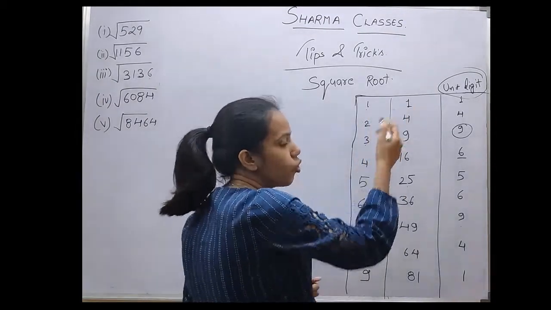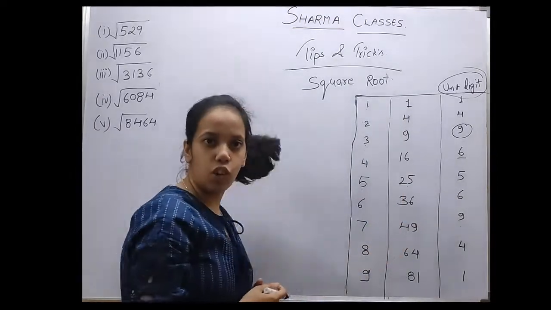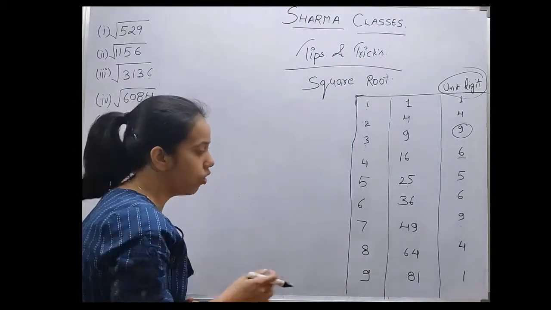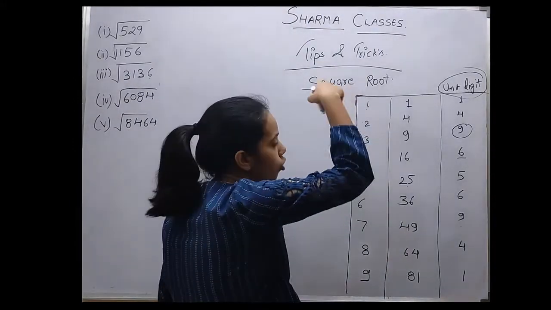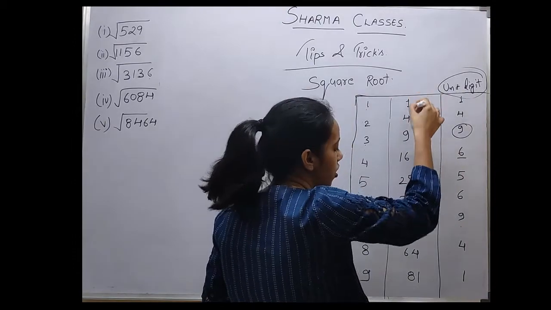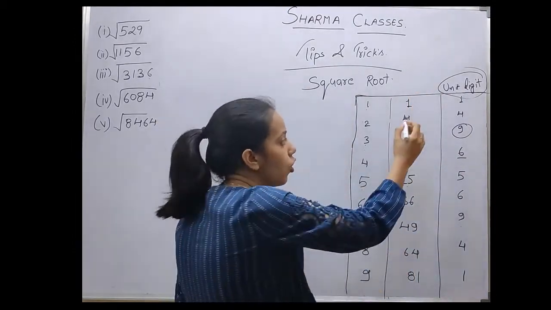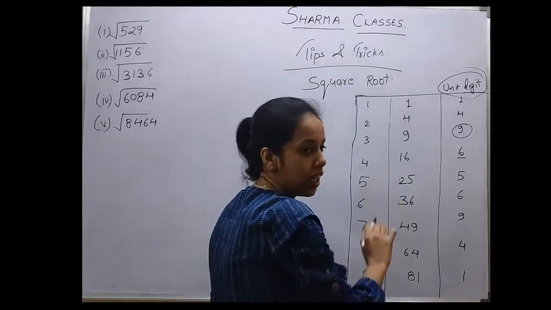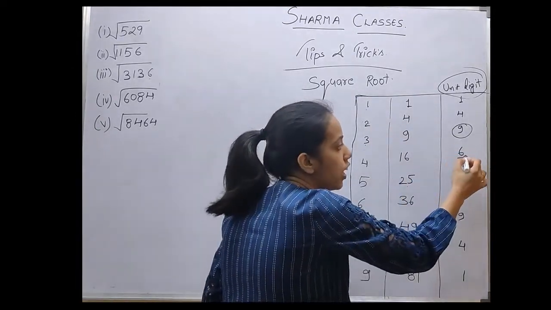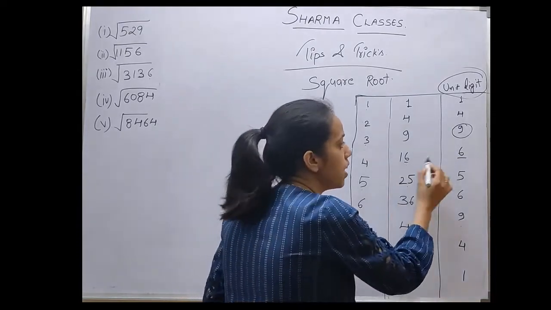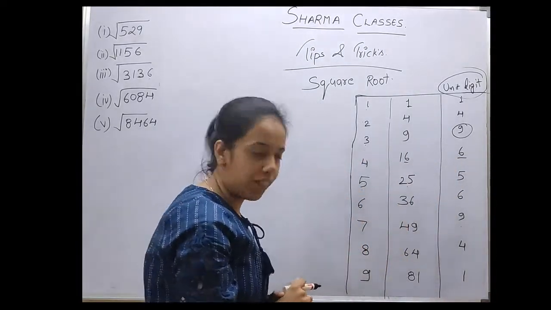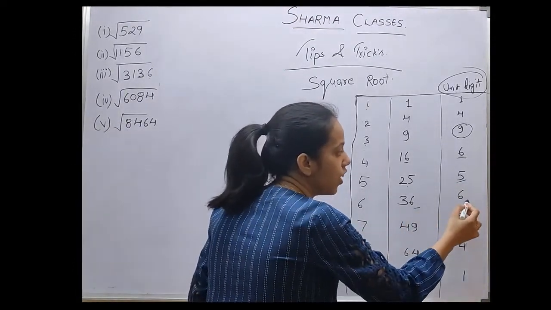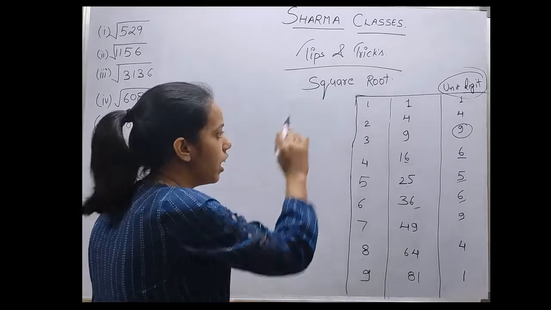In this, square of 1 is 1, square of 2 is 4, square of 3 is 9, square of 4 is 16, square of 5 is 25, and so on. And when we find a square root, we only use the unit digit of these squares. So square of 4 is 16, but we only use the unit digit, that means 6. Square of 5 is 25, we use 5. Square of 6 is 36, but we only use the 6.